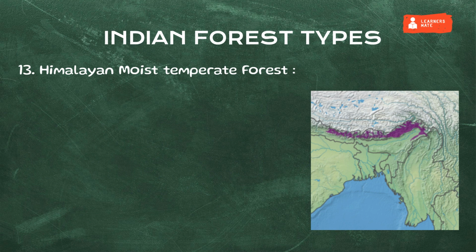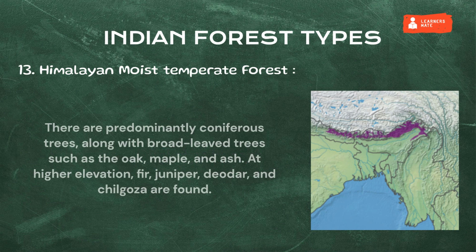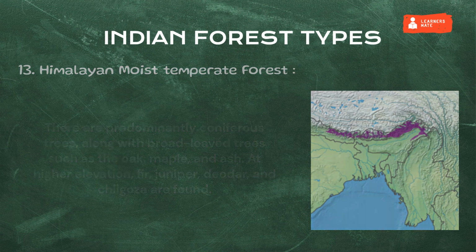Himalayan dry temperate forest. This type of forest is found in Lahaul, Kinnaur, Sikkim and other parts of the Himalaya. There are predominantly coniferous trees along with broadleaf trees such as oak, maple and ash. At higher elevation, fir, juniper, deodar and chilgoza are found.